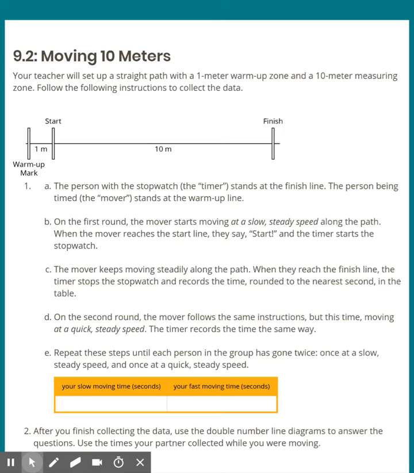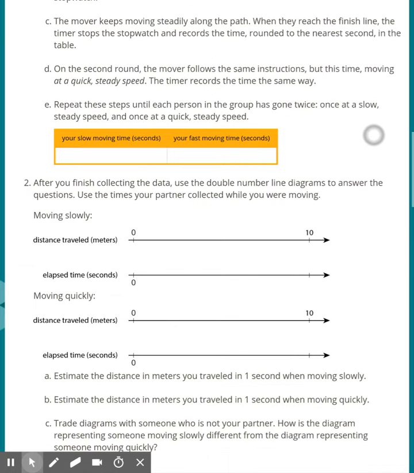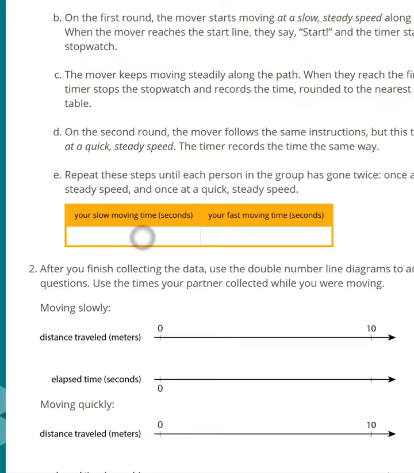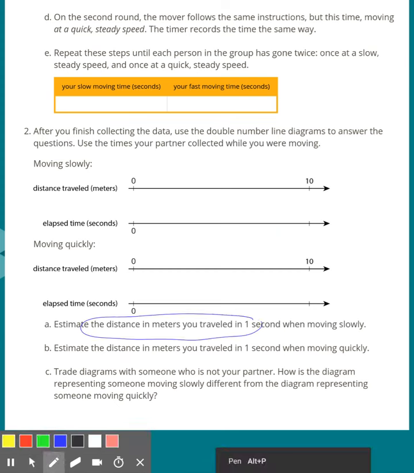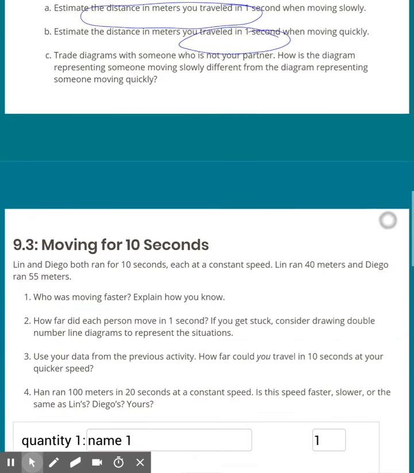So students are going to walk, record each other, and then record the time it takes for them to do the 10 meters. And then they're going to construct their own double number lines for when they do it slowly and when they do it quickly. So everyone's will be slightly different, but then they need to break it down to the distance you traveled in 1 second. Some of them may go the other direction and figure out the number of seconds it took them to do 1 meter. So help them pay attention to that detail and make sure they are doing the correct unit rate here.